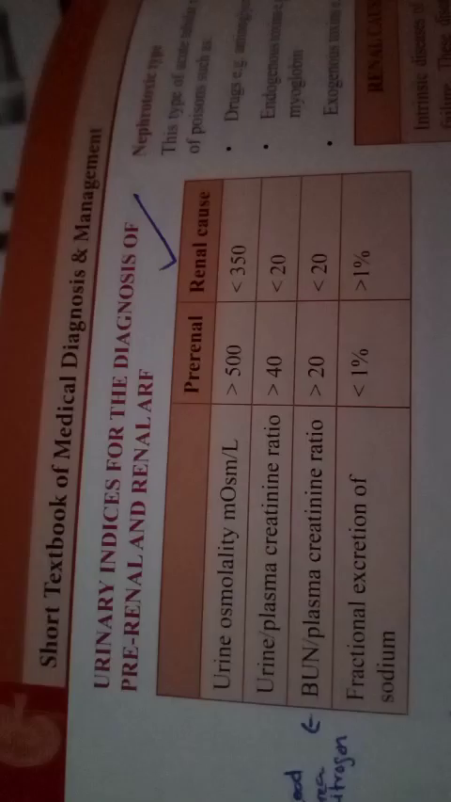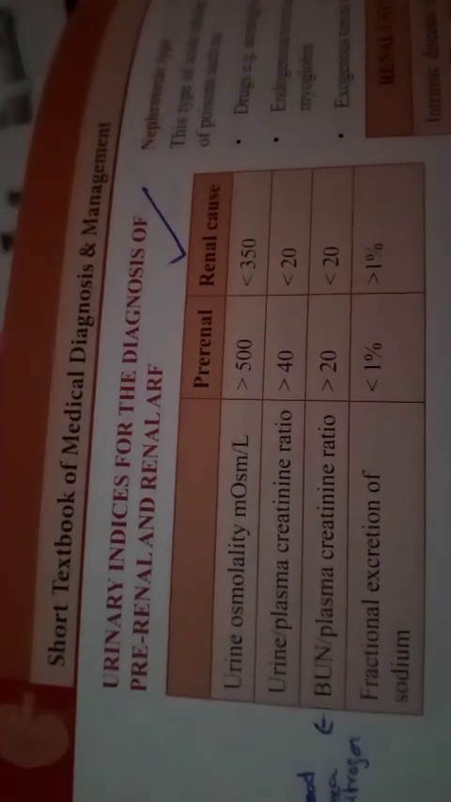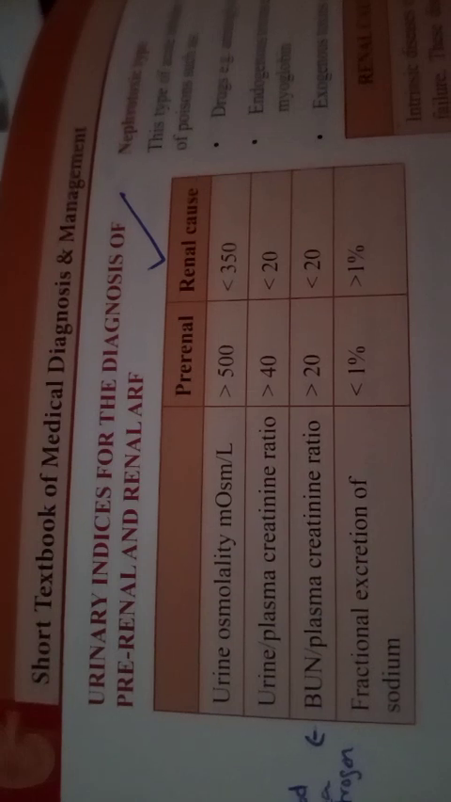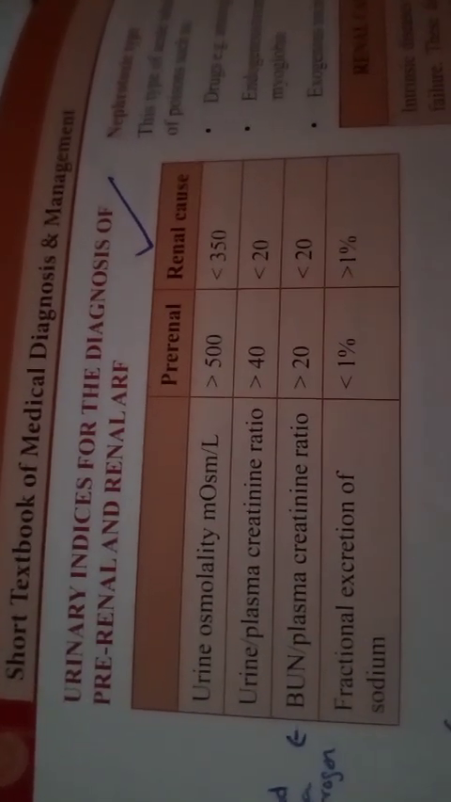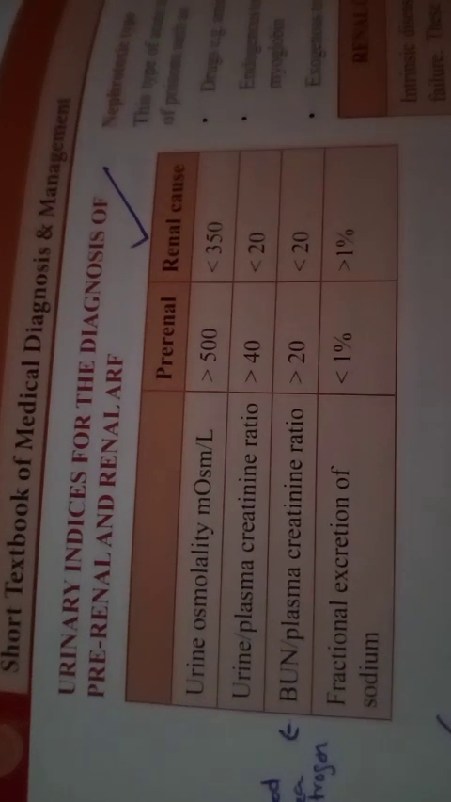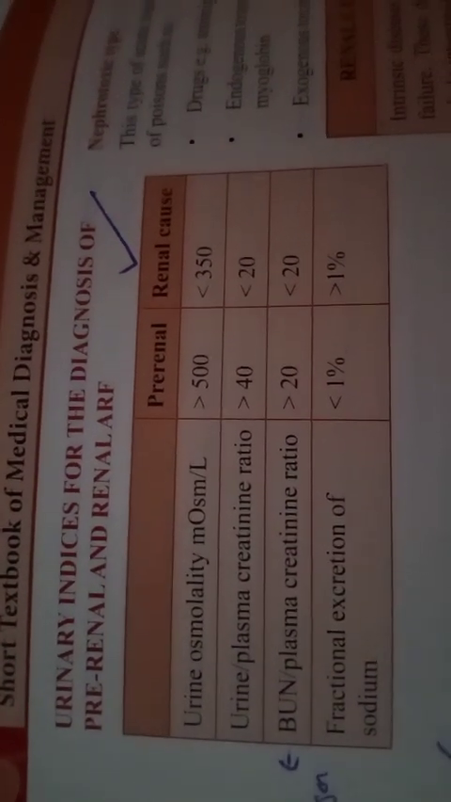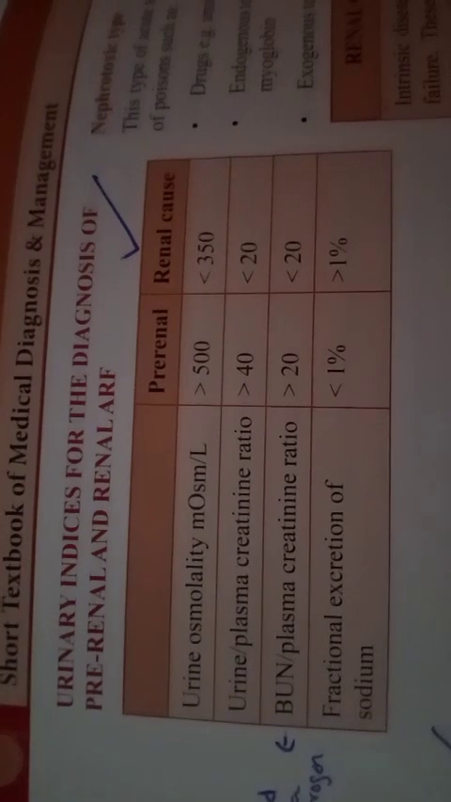Urinary indices for the diagnosis of pre-renal and renal ARF: urine osmolarity, urine to plasma creatinine ratio, BUN, and fractional excretion of sodium are given for pre-renal and renal causes.